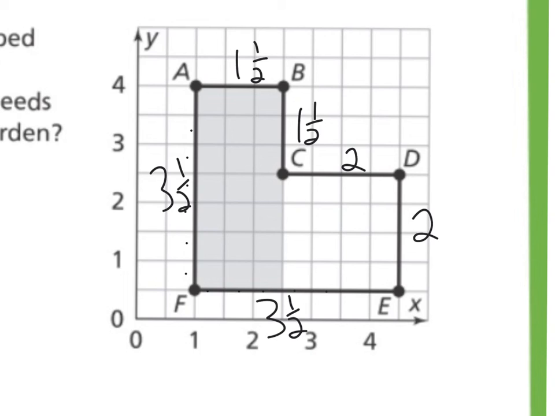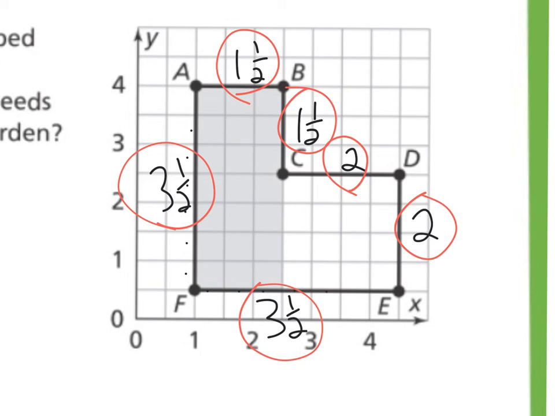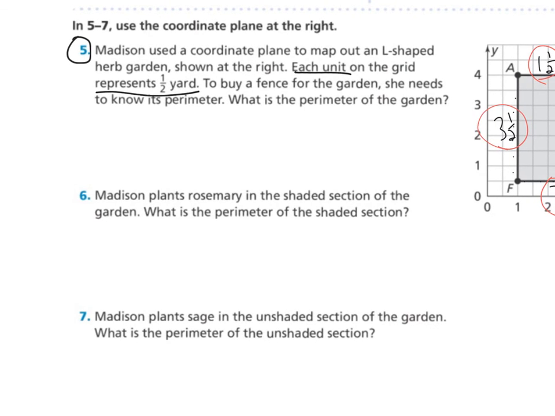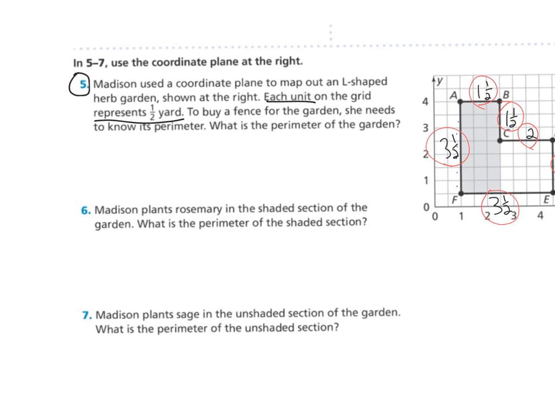So half and 1.5 and 1.5 is 3, plus 2 is 5, plus 2 is 7, plus 3.5 is 10.5. Plus 3.5 is 14.5. We'd probably want to work that out somewhere and then go from there. So this gives you an idea of representing polygons on the coordinate plane and calculating their perimeters.